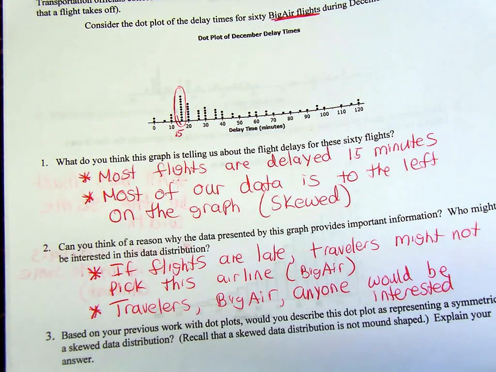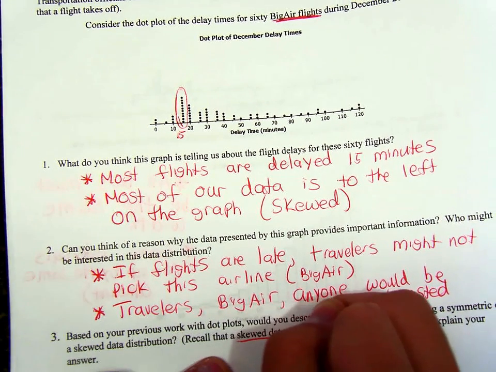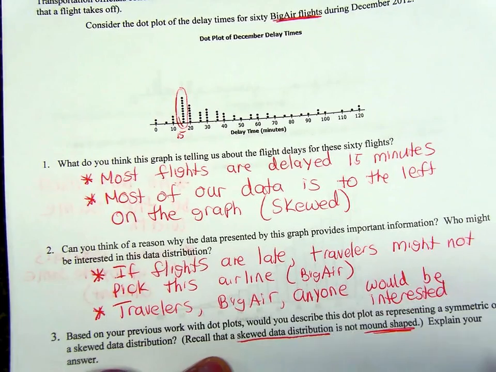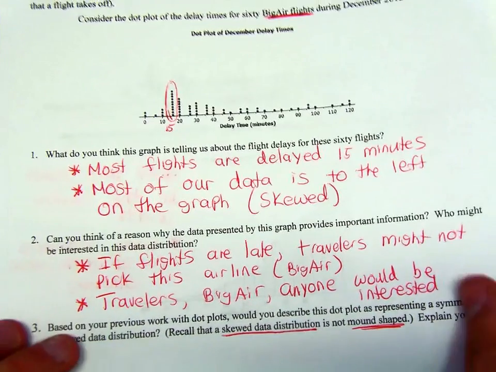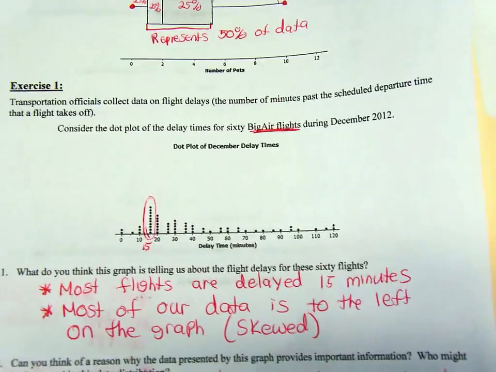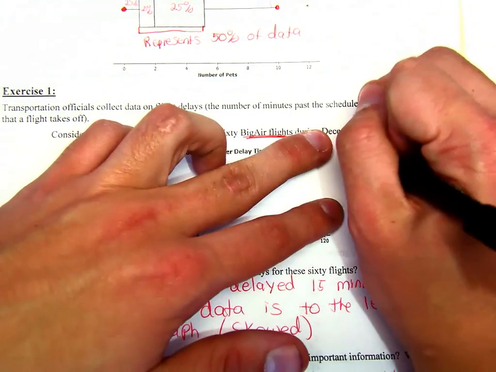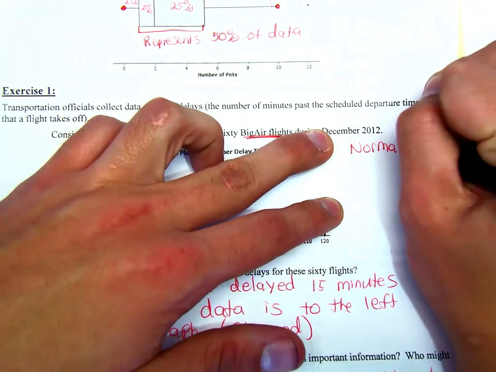Now it says, based on your previous work with dot plots, so what we talked about today, or what you've done in 6th, 7th, and 8th grade, if you have done it. If not, we can still go with it. It says, would you describe the dot plot as representing a symmetric or a skewed data distribution? Remember, a skewed data distribution is not a mound shape. So I'm going to talk about what the normal distribution would look like. I'm going to draw it up here. So this would be the normal distribution.